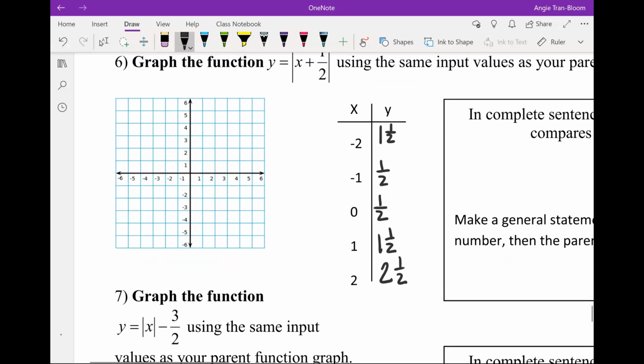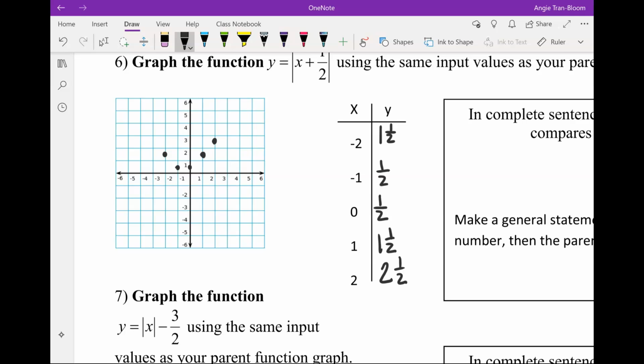Negative 2, we are now going to plot a dot at 1.5. Negative 1, plot a dot at 0.5. 0 is now at 0.5. 1 is now going up to 1.5, and 2 is 2.5. What shape? Sophia N., what shape should we be expecting? We're expecting a V, right? It's not a V. What am I missing? A vertex. Where should the vertex be?